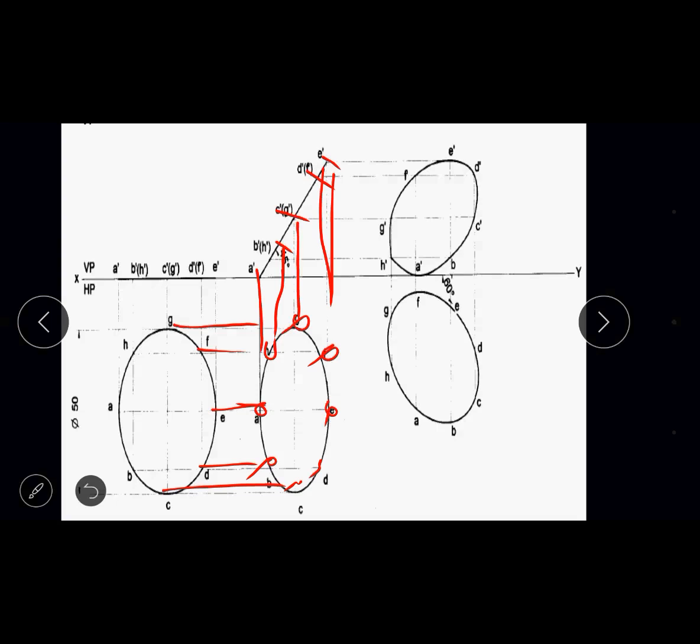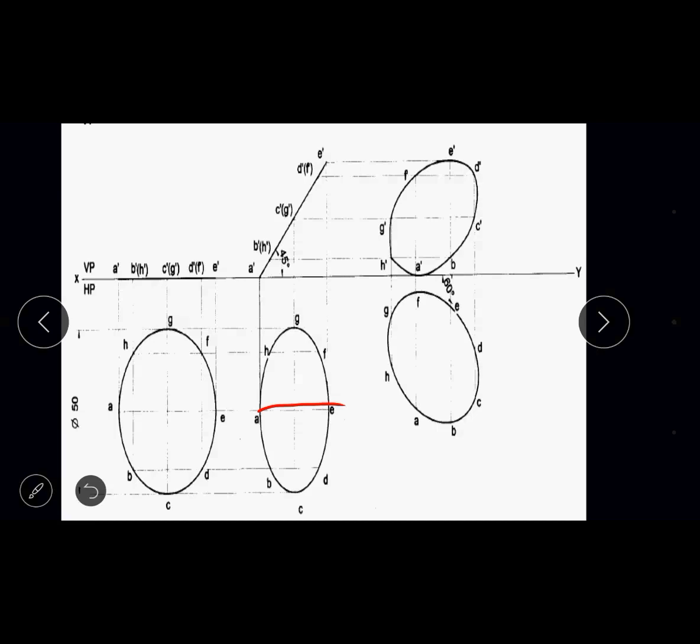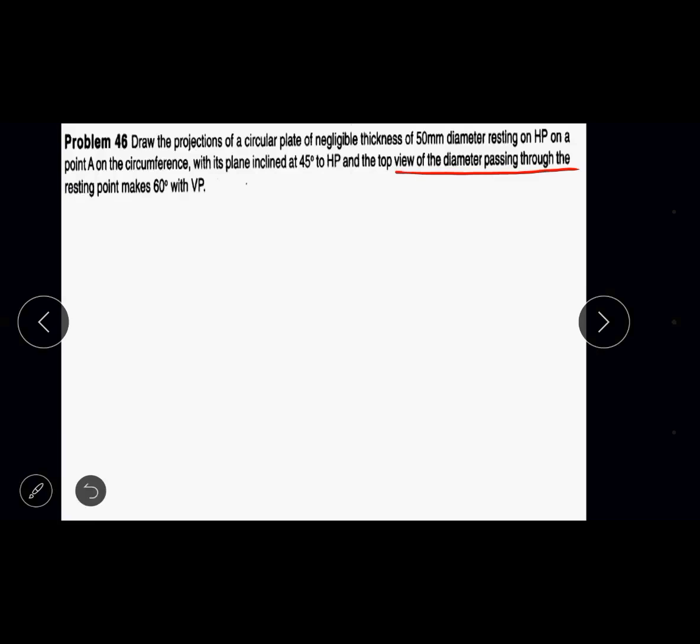In the third step, this is the problem related to the VP angle. You can see that the top view of the diameter passing through the resting point makes 60 degrees with VP. So this is the top view, that is line AE. The line AE is the top view of the diameter passing through the resting point. So this is the resting point.